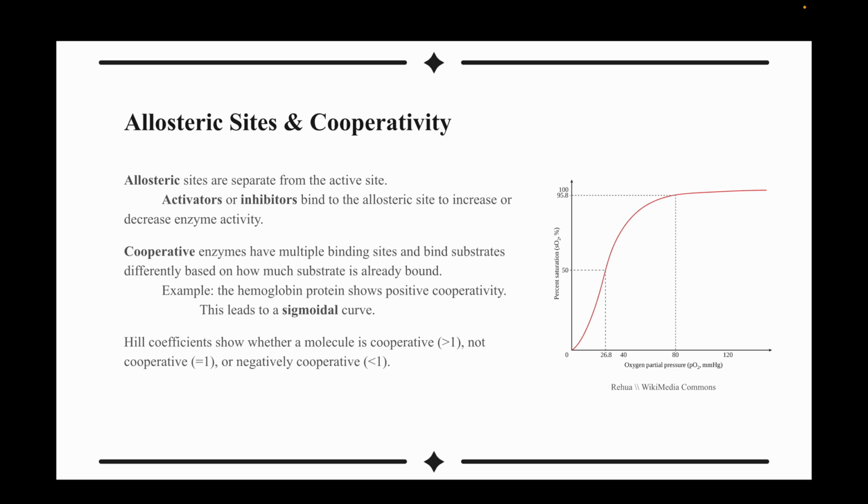Hill coefficients show whether a molecule is cooperative. In that case, they'll be greater than 1. Not cooperative, in that case, it'll be equal to 1. Or negatively cooperative, in that case, it'll be less than 1.